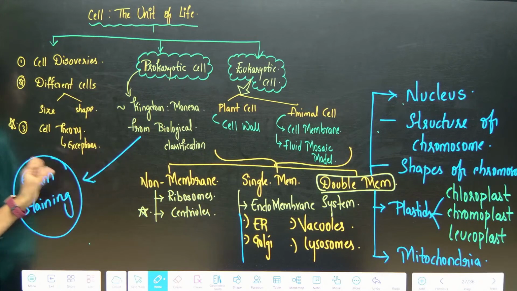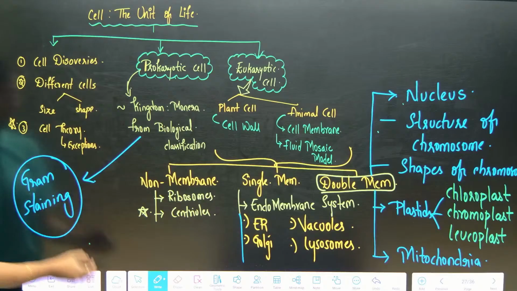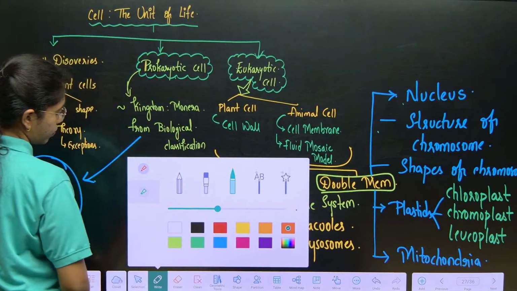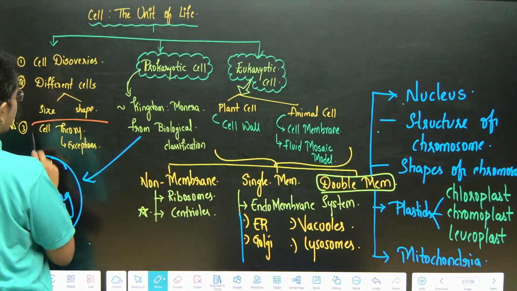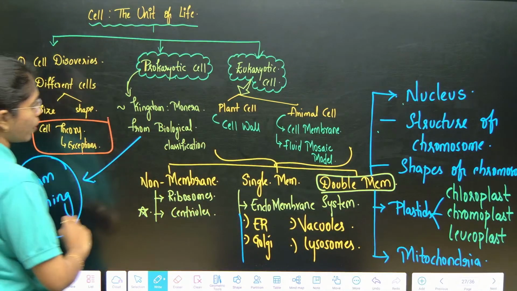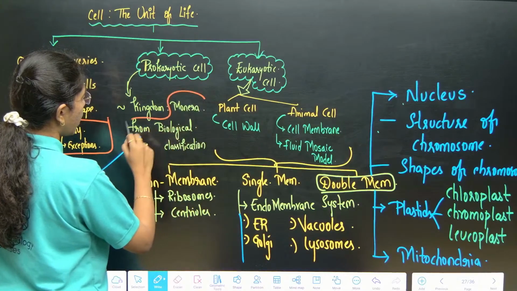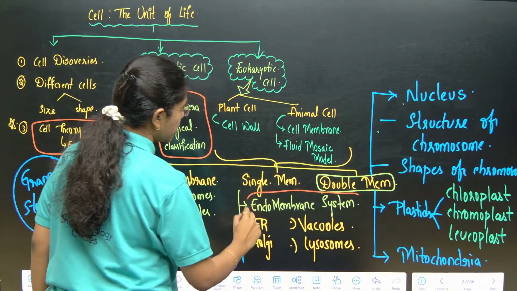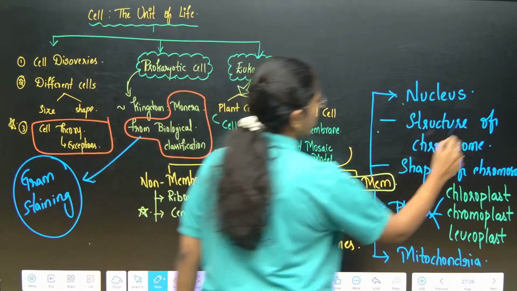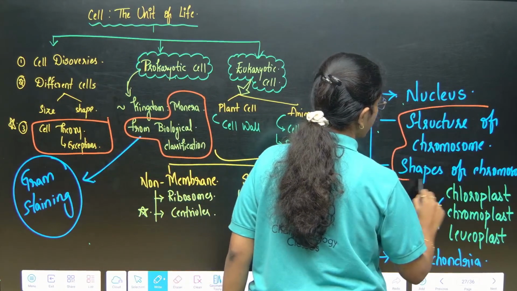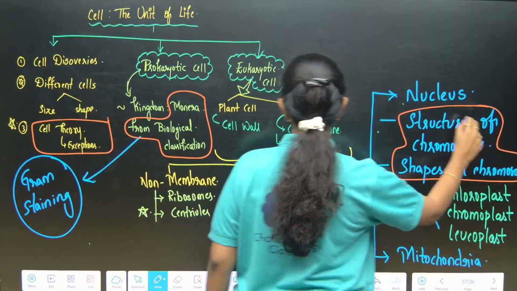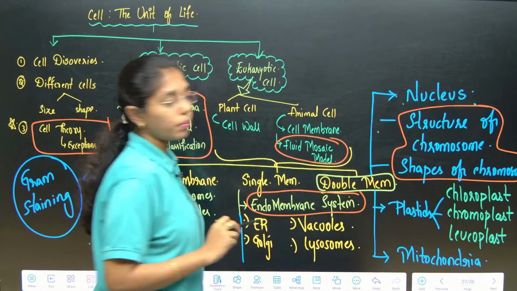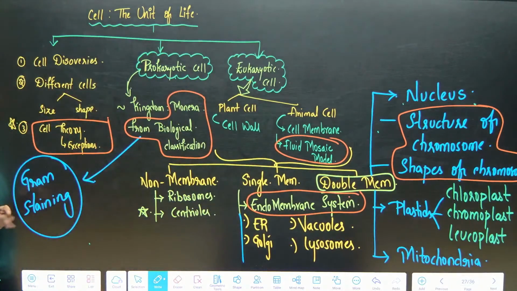High hotspots of this chapter you can go through is first cell organelle, cell theory, one hotspot. Then from kingdom Monera, here you can go through. Endomembrane system is the major hotspot. Structure of chromosome, shapes of the chromosome, another hotspot, and then fluid mosaic model is the major hotspot. These are the hotspots of this chapter.